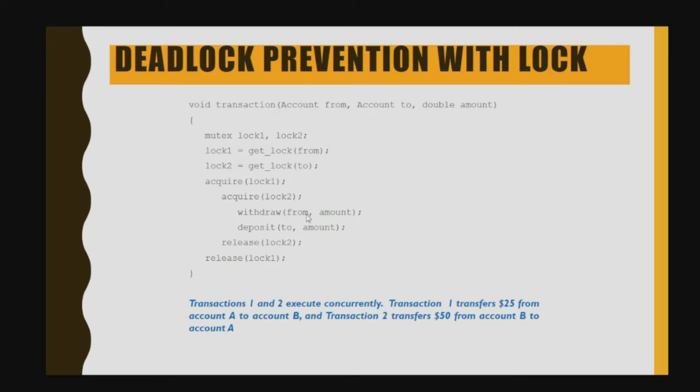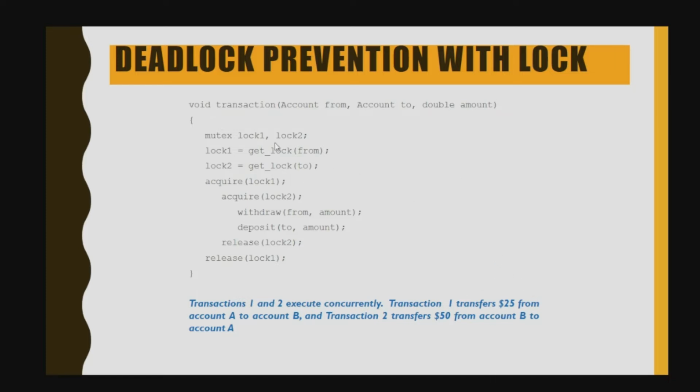For example, here we have two processes, transaction 1 and transaction 2. These two processes execute concurrently or simultaneously. So we need to use the lock function to lock the process. That's why it shows transaction account from and account to, from account A to account B. This is the amount of money.